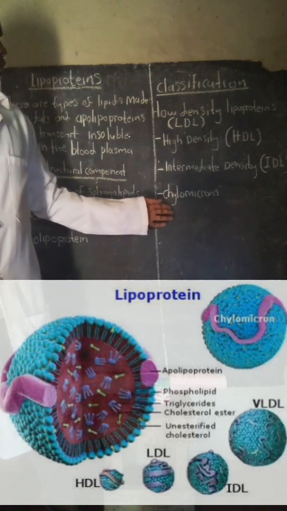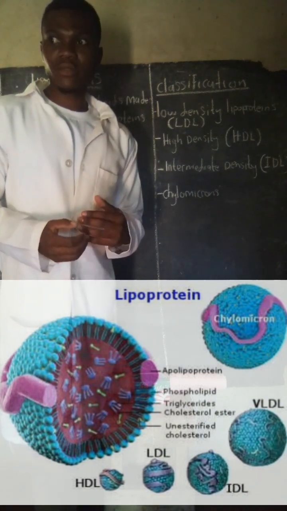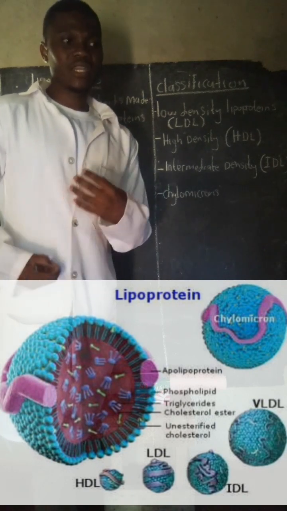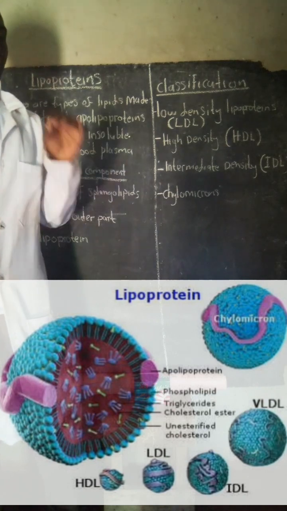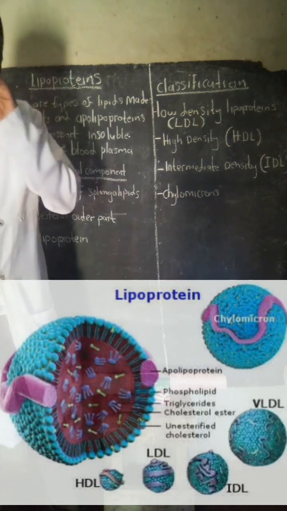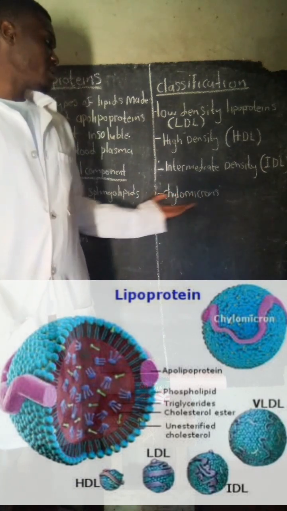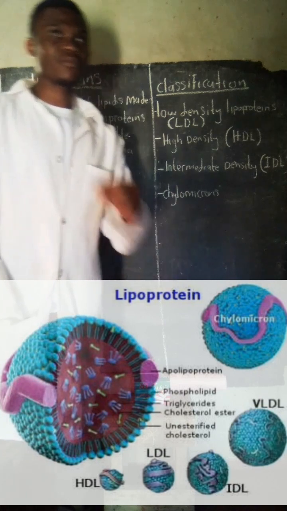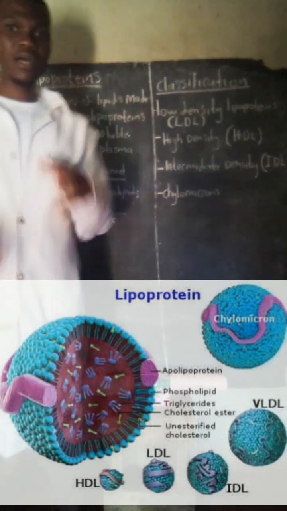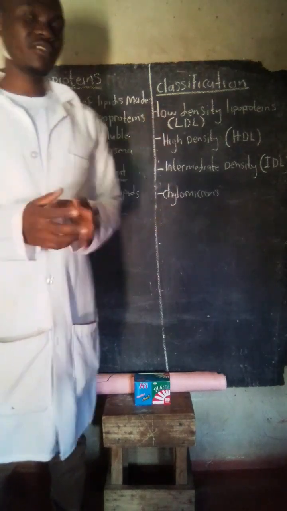Then we have what we call the chylomicrons. So these chylomicrons, ladies and gentlemen, they mostly assist in transporting the lipids which are insoluble from the digestive tract into the bloodstream using the lymph cells. So these chylomicrons are the ones that transport lipids from the digestive tract into the bloodstream. So that is the basic classification of lipoproteins.